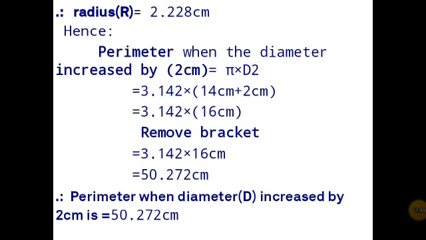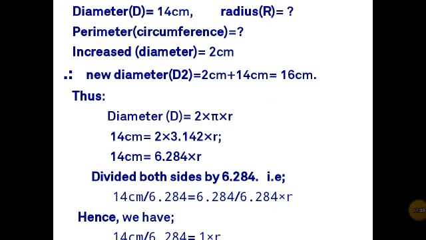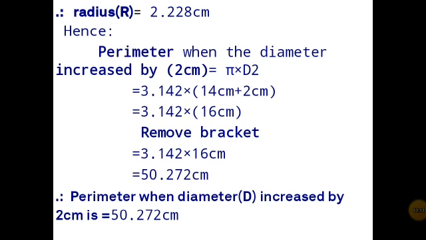Hence, we want to look for the perimeter because we were asked to find the perimeter also. So how can we look for the perimeter? The diameter here has been increased because they said we should look for the perimeter when the diameter was increased. So remember, the diameter we'll be using now is 14 centimeter plus 2 centimeter. Remember, perimeter is equal to pi d. That is, the circumference of a circle is equal to pi d.